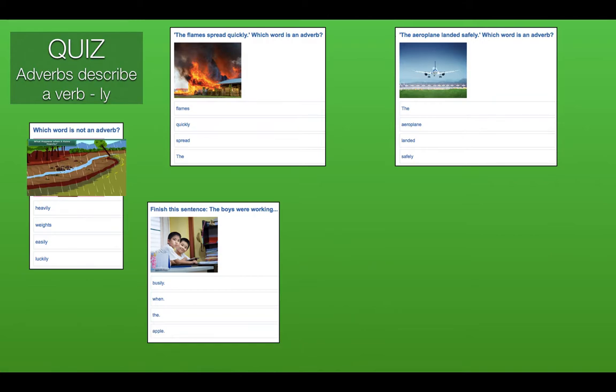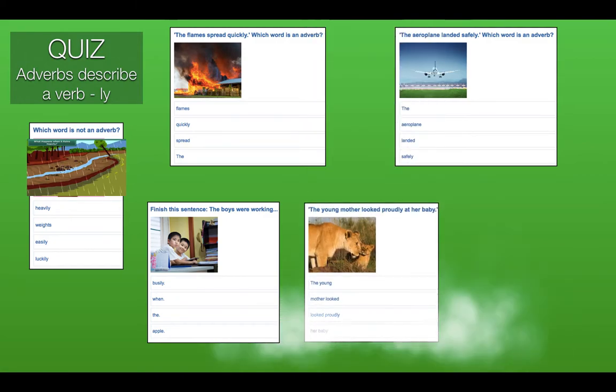Finish this sentence. The boys were working. Is it number 1, busily, number 2, when, number 3, the, or number 4, apple? Remember you need to use the adverb.